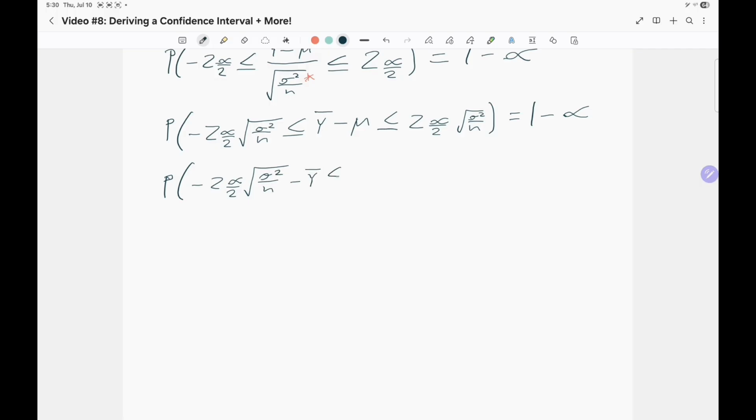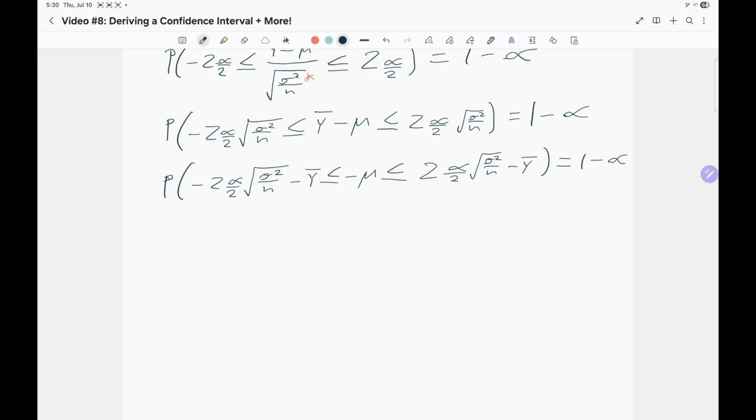Minus y bar, negative mu. My last step is going to be dividing by a negative. And note, when we divide by that negative, that means we flip the signs. That's something to keep note of from algebra class. Still equals 1 minus alpha.